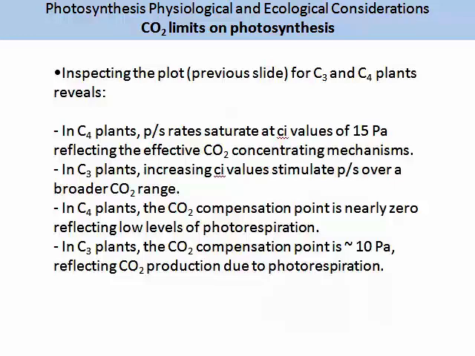In C3 plants, increasing Ci levels stimulate photosynthesis over a broader carbon dioxide range. In C4 plants, the CO2 compensation point is nearly zero, reflecting low levels of photorespiration, while in C3 plants, the carbon dioxide compensation point is about 10, reflecting carbon dioxide production due to photorespiration.